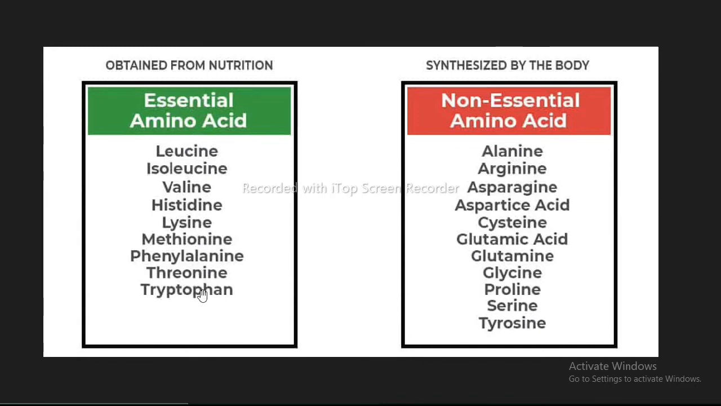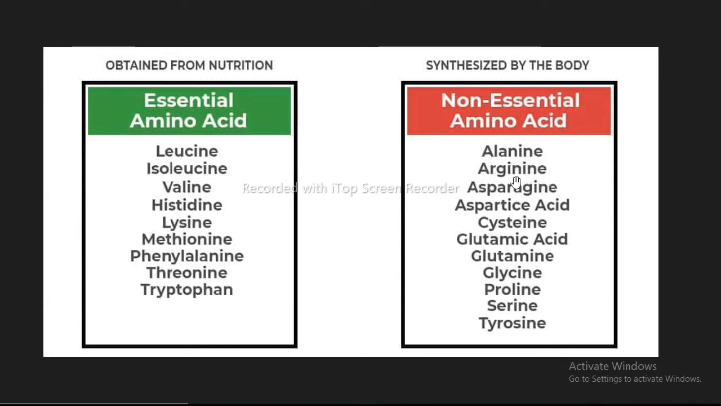So here are the essential amino acids, that is leucine, isoleucine, valine, histidine, lysine, methionine, phenylalanine, threonine and tryptophan. These are the examples of essential amino acids. यहाँ पर जो है non essential amino acid के example है.